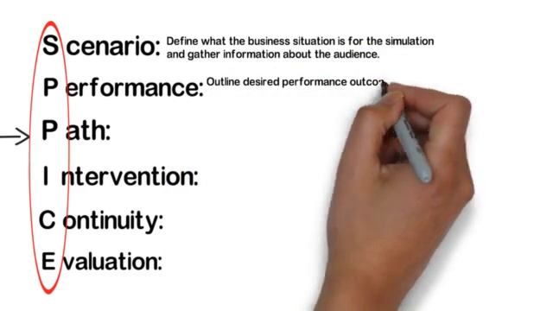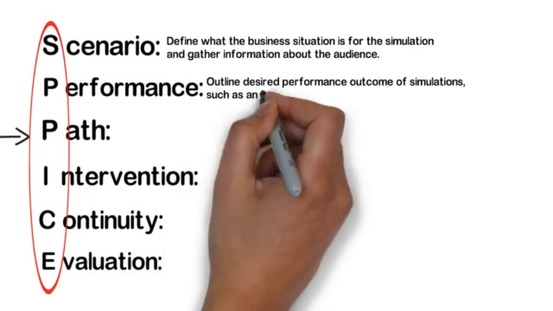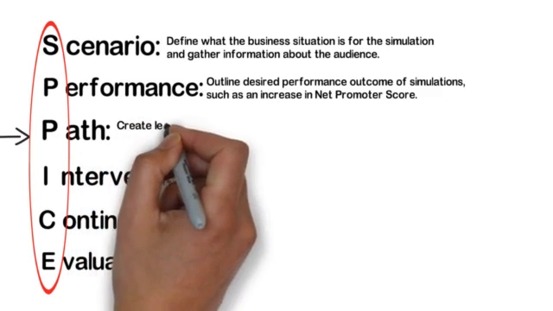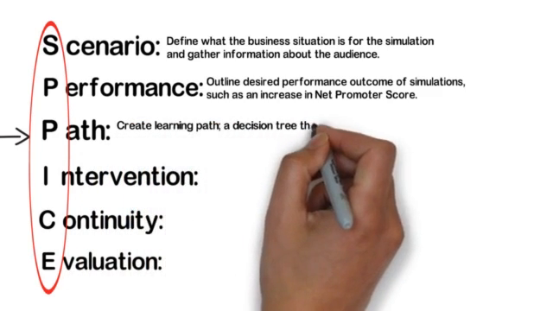After this is complete, we move to the performance stage that is all about defining success for the program. We create very specific performance outcomes. For example, if we're working with a customer support call center, we might analyze net promoter score, one-call resolution percentage, and time to resolution.